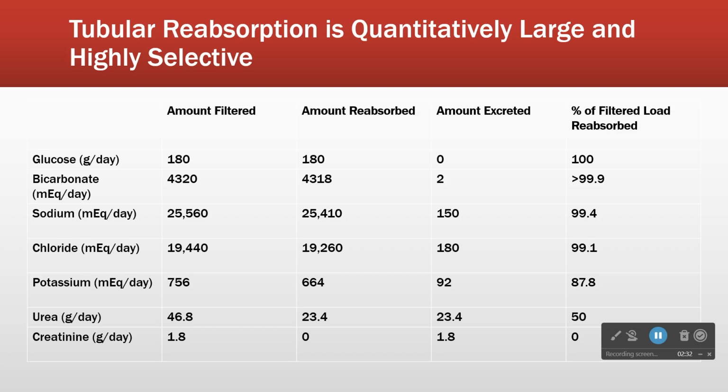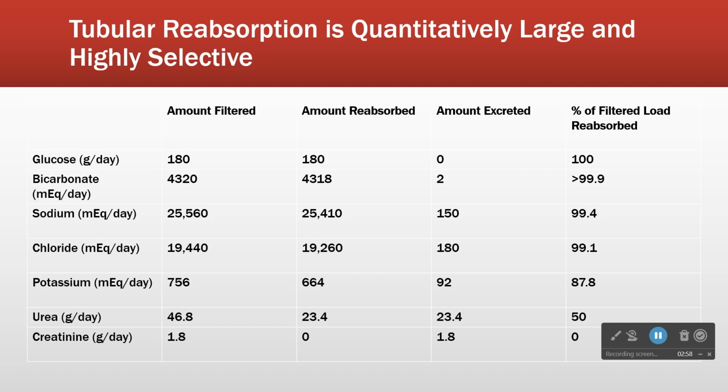All right, so bicarbonate, similar pattern, not quite as perfect, right? We always lose a little bicarb, but that's okay because bicarb is relatively easy to make. But there again, we see huge amounts filtered, huge amounts reabsorbed. Why? Because bicarbonate's our acid-base buffer, right? We wouldn't want to lose that because it would reduce our ability to adjust our pH.